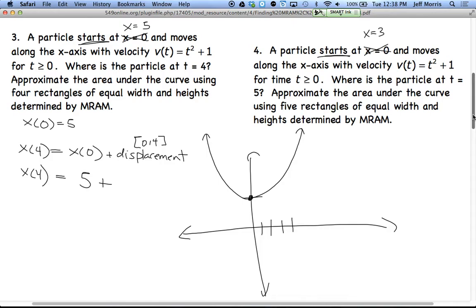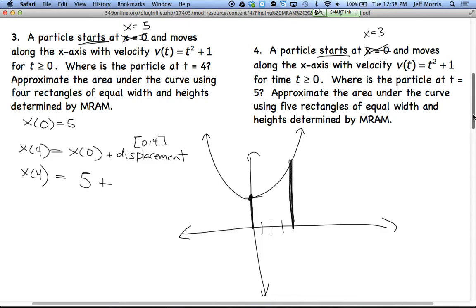So I want to go from 0 to 4 and calculate that displacement. So I want to calculate this area. Look at this. Ready? I'm going to draw this neatly. I want to calculate this area under the curve from 0 to 4. But this is not a geometric area. I don't have a formula for that. It kind of looks like a trapezoid, but it's curved. So we got to pay attention.